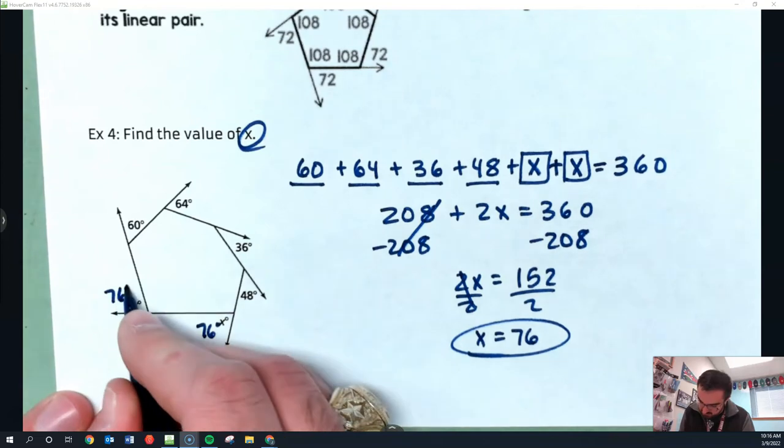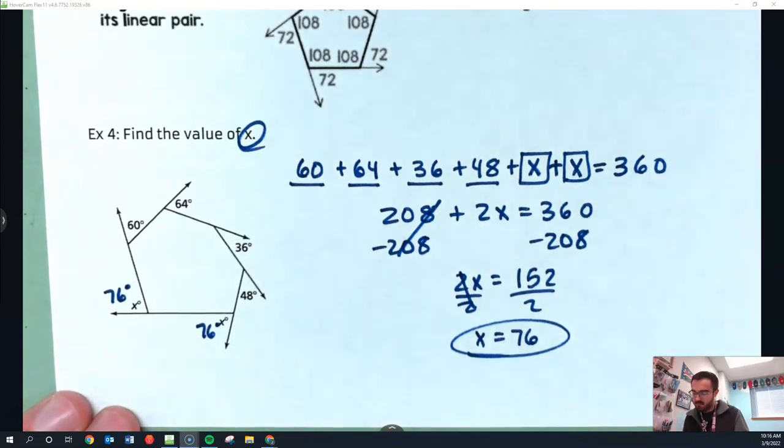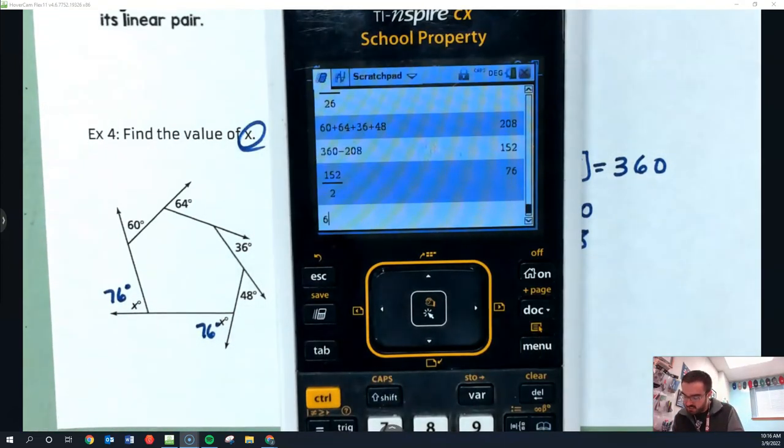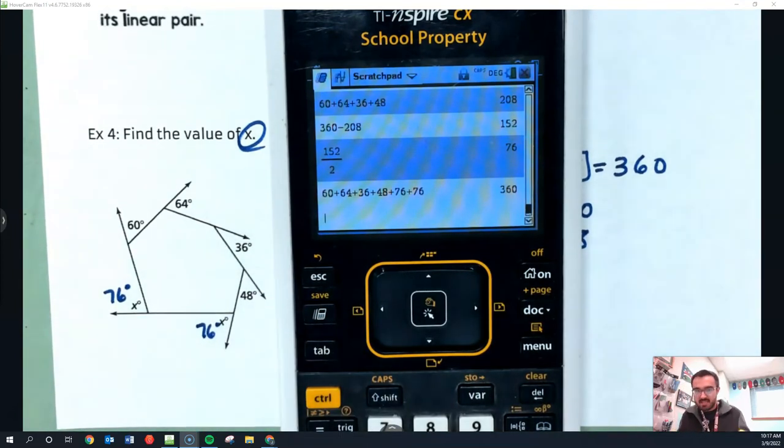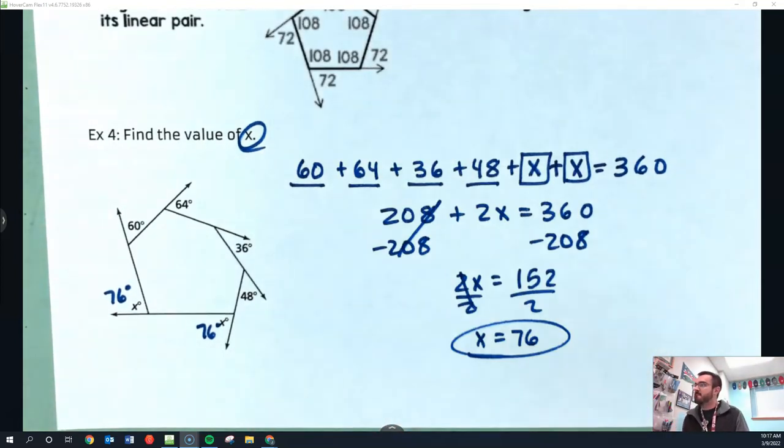This would be 76 degrees. They're both 76, right? Let's see if that checks out. 60 plus 64 plus 36 plus 48 plus 76 plus 76. That adds up to 360. So that makes sense, right? They're both the same measure. Killing it.